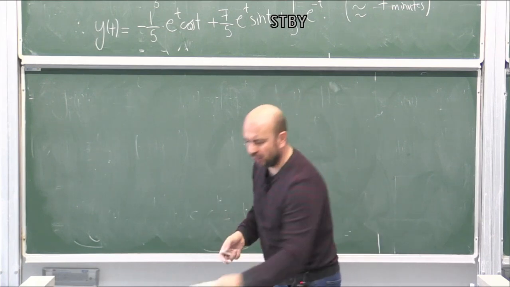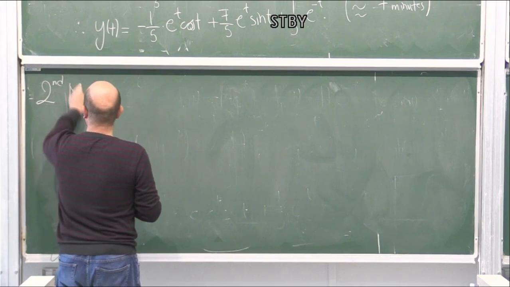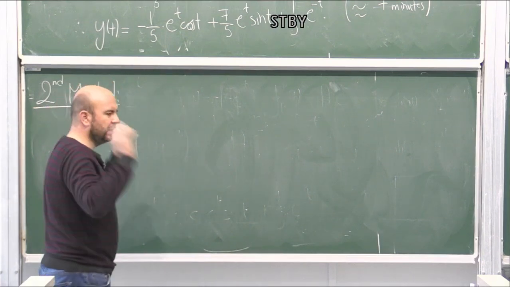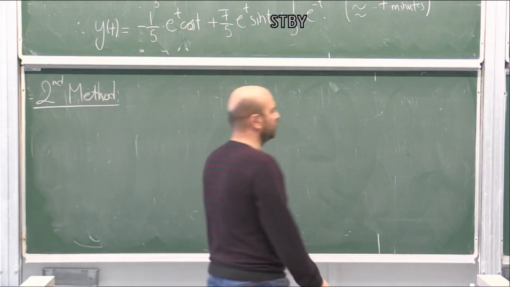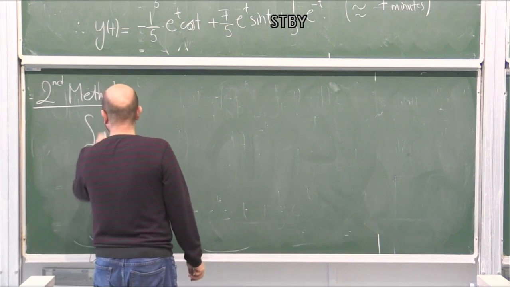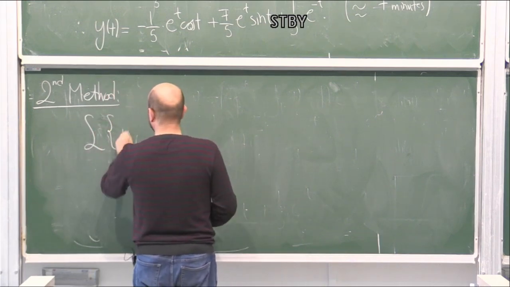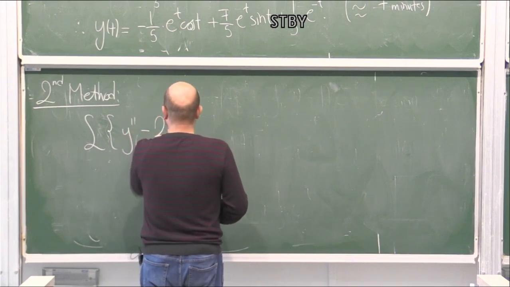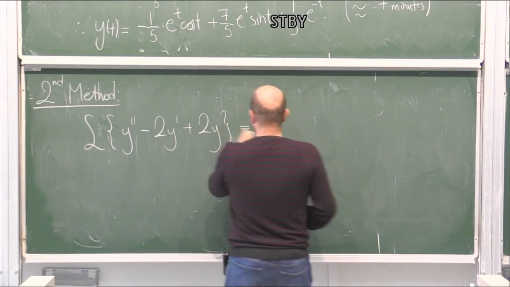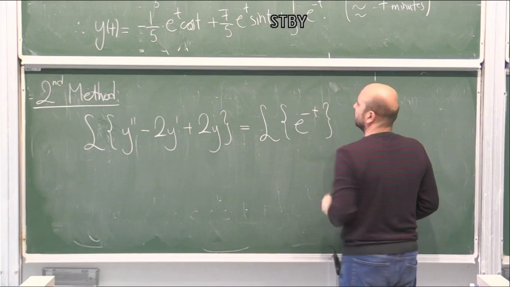So now what will I do? Second method, Laplace. So I will apply Laplace to the differential equation and see what's going to happen. So I'm taking the Laplace of both sides. So I will have my y prime plus 2y and e to the minus t.